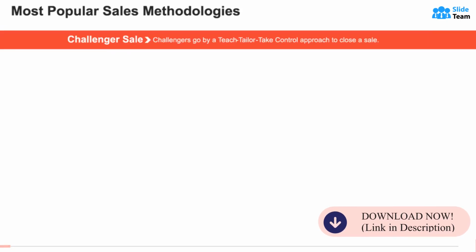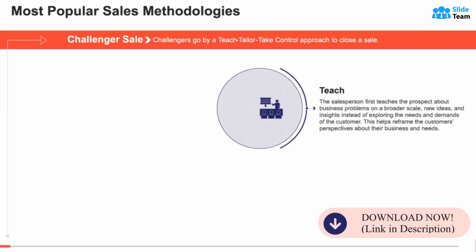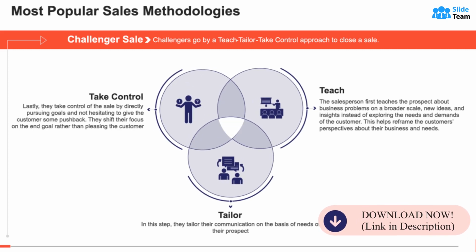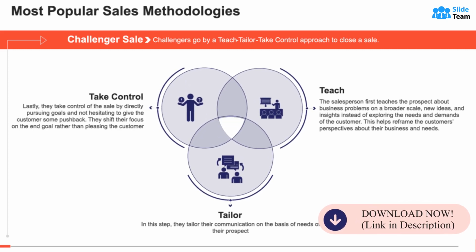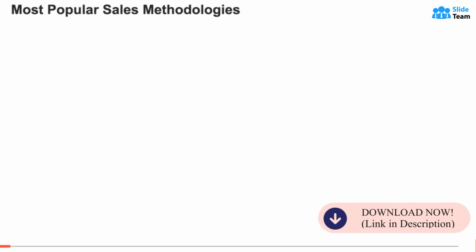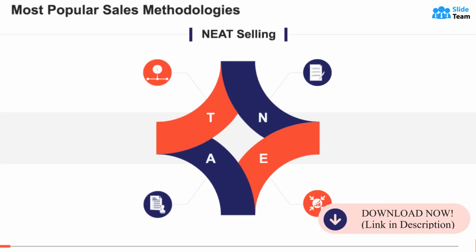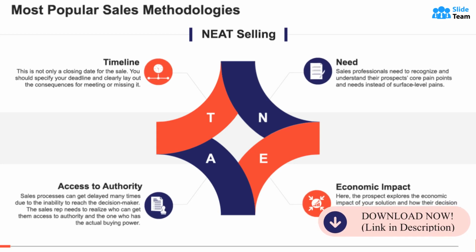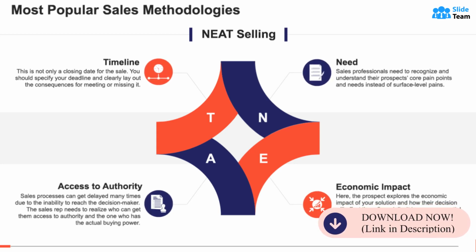Discover the Challenger Sale model as well, which empowers sales professionals to challenge and reshape customers' thinking, ultimately driving far more successful sales outcomes. The other sales models you will explore include NEAT selling, describing need, economic impact, access to authority, and timeline to drive meaningful sales interactions.